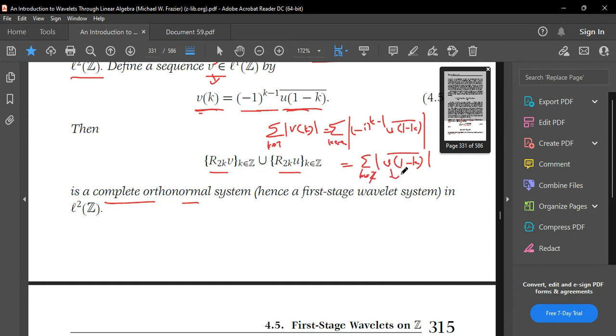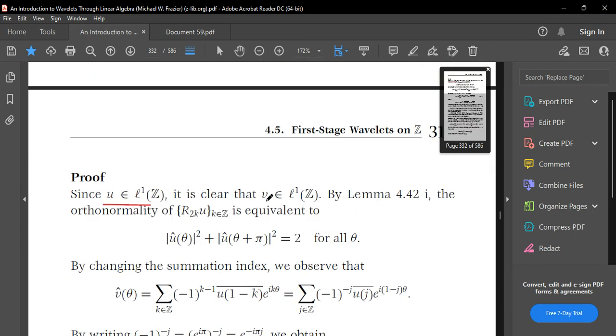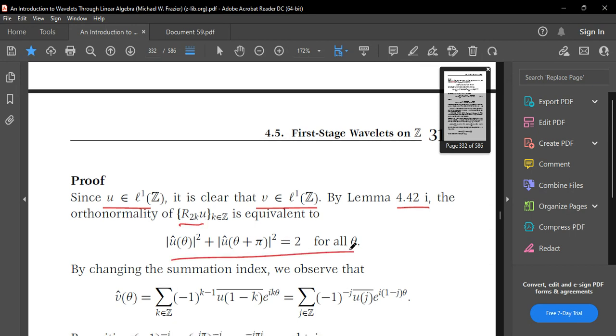So what is this one? This is equal to, k belongs to Z. You can change the index 1 minus k to some m, and this you can write as summation mode u of m, where m belongs to Z. Since u belongs to L1, we can say that this quantity is finite, so this v is also finite, so this v belongs to L1 also. By lemma 4.42.1, if this set is orthonormal, we can write this one for all theta.